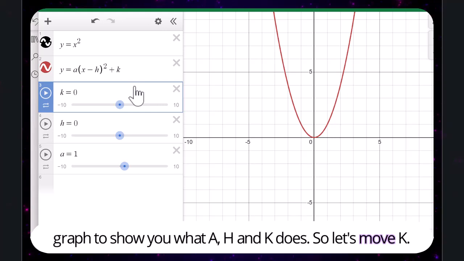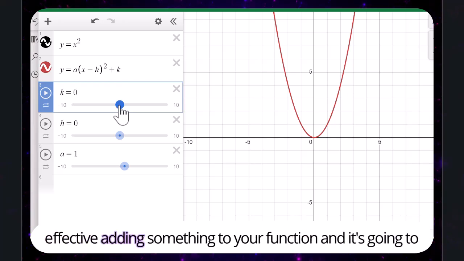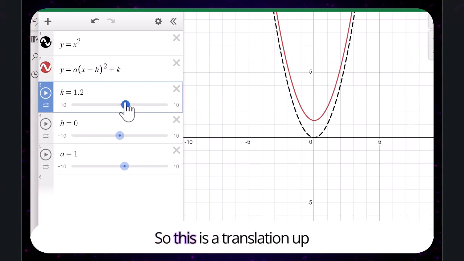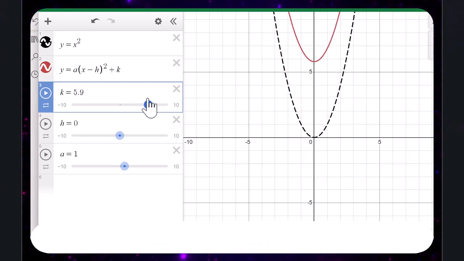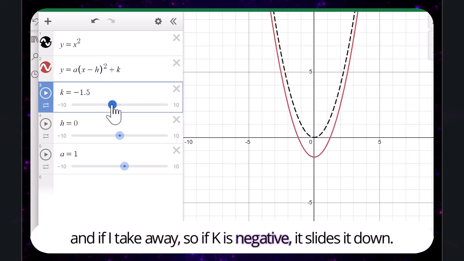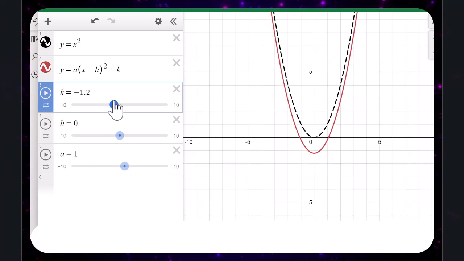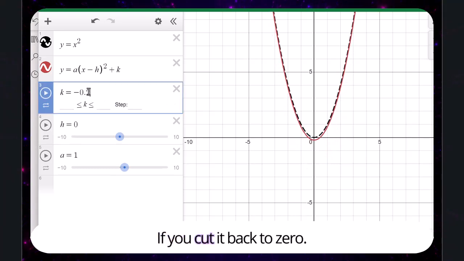So let's move K. If I move K to a positive number, it's going to have that effect of adding something to your function, and it's going to slide it up. So this is a translation up. And if K is negative, it slides it down. Let's change that back to 0.